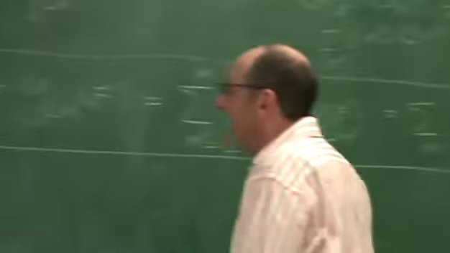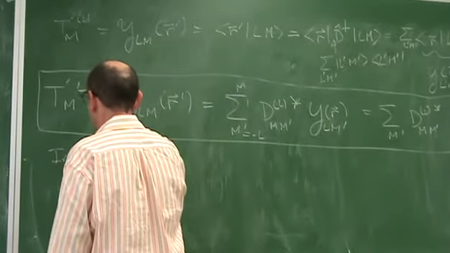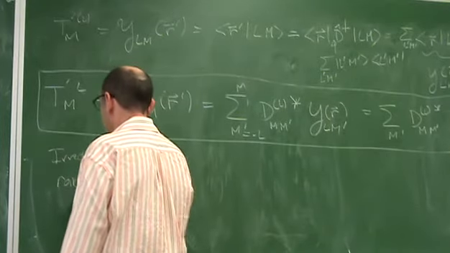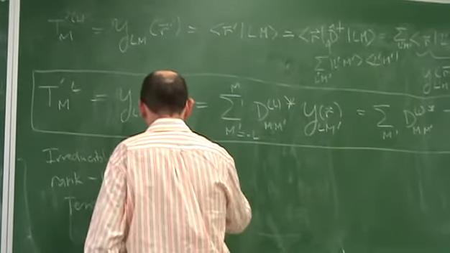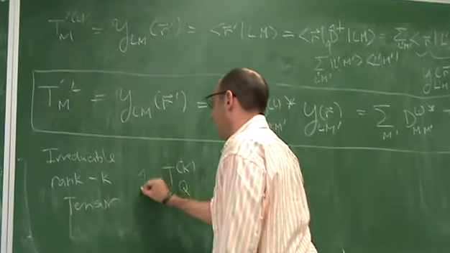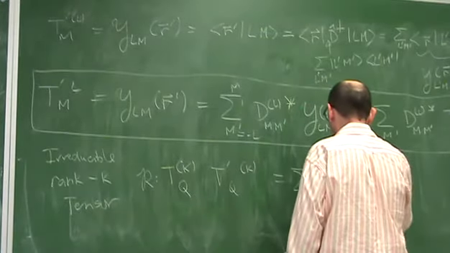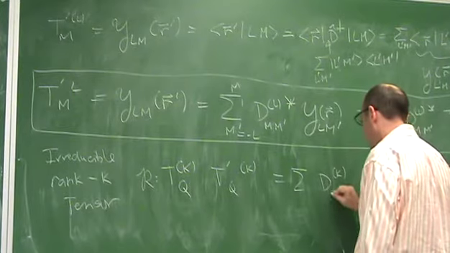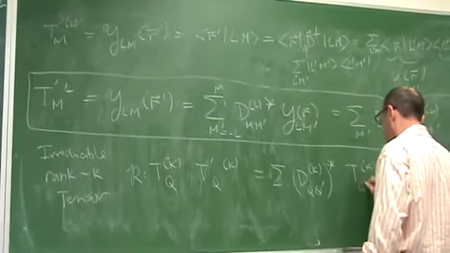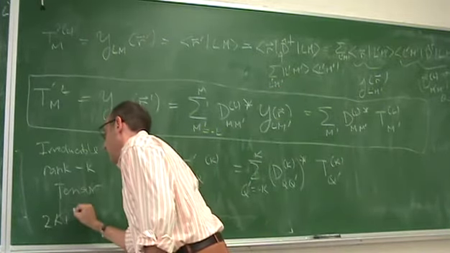And we say that an arbitrary irreducible rank K tensor in classical physics, and we have them in classical physics too, is an object such that if the rotated one has components which are related to the old components according to a rank K irreducible representation of SU2, so this has 2K plus 1 components.